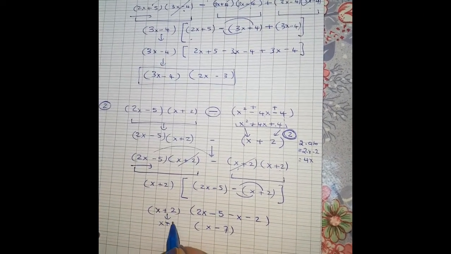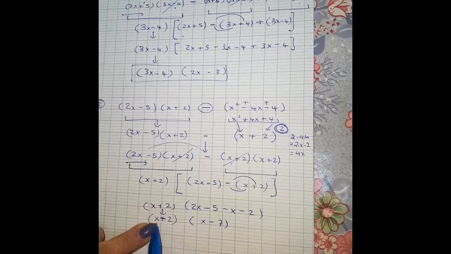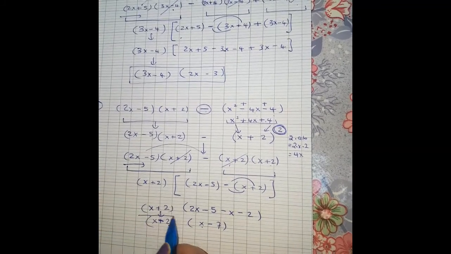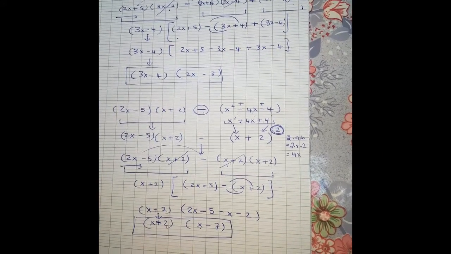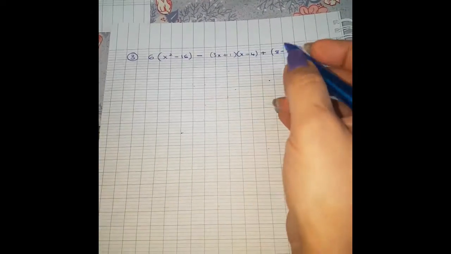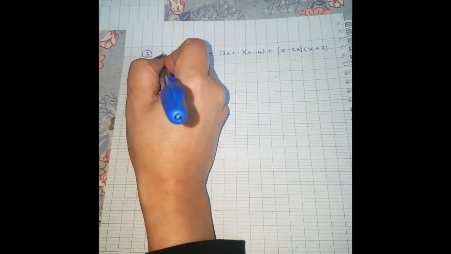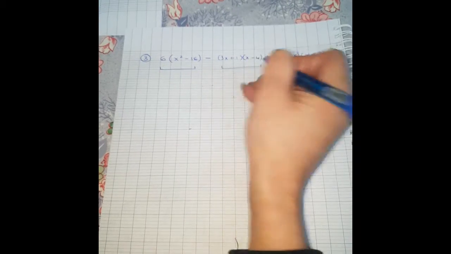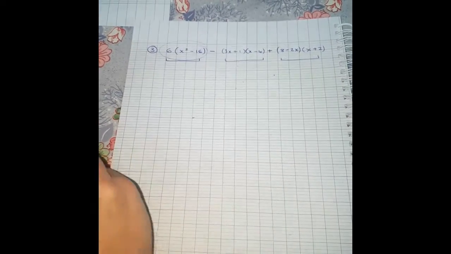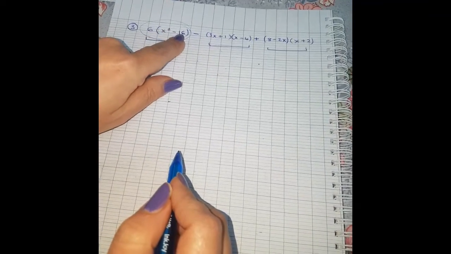So my final answer factorized, do I have any GCF here? None, and neither here, none. So I have to write, this is my answer for factorization. So the first part is always to identify how many parts an expression has. So this is one, this is another, and this is a third. The one in the beginning has only one parenthesis, but there is an x to the second minus 16.